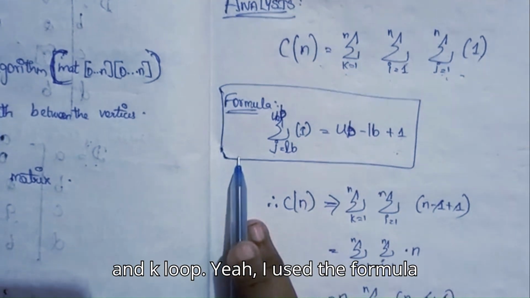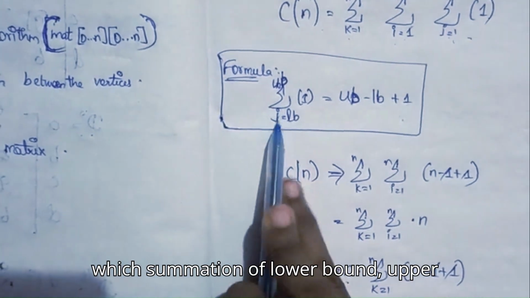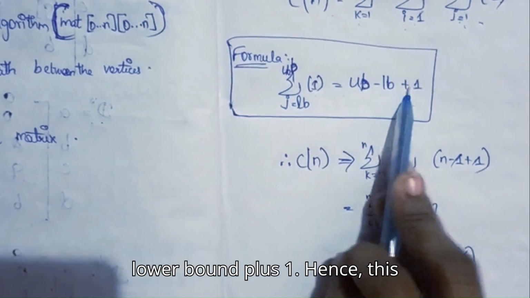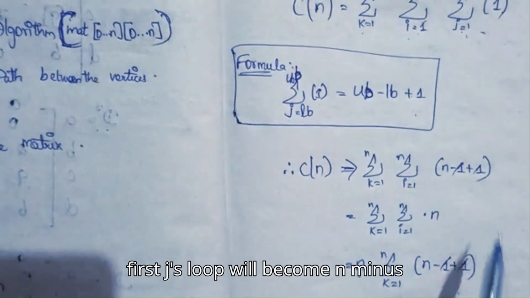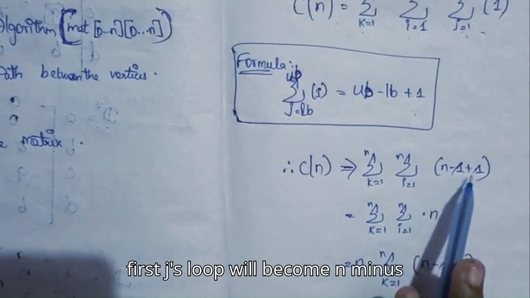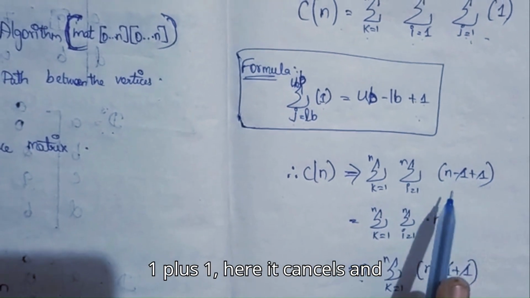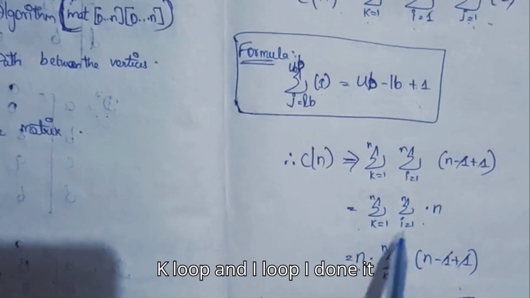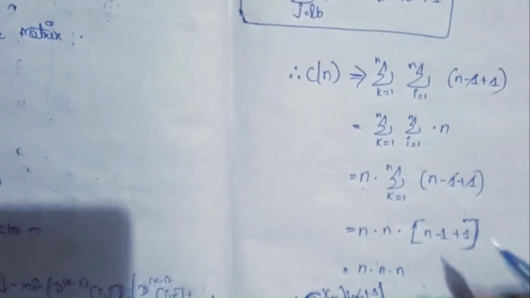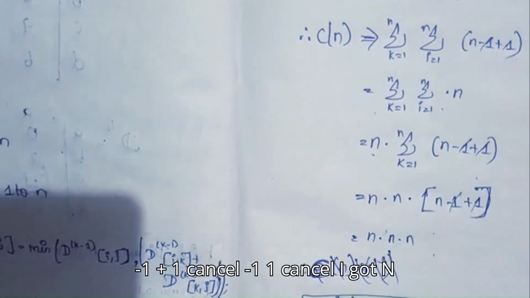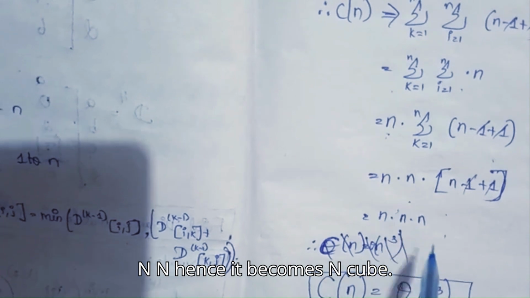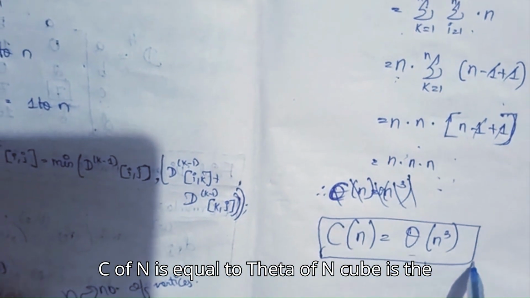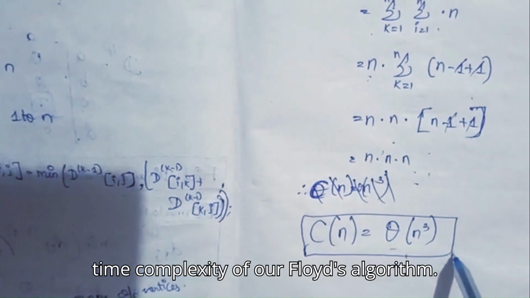Here I used the formula that the summation from lower bound to upper bound of 1 is equal to upper bound minus lower bound plus 1. Hence the j loop will become n minus 1 plus 1. Here it cancels and n becomes the value. Similarly, I did it for the k loop and i loop. Minus 1 plus 1 cancels, minus 1 plus 1 cancels, I got n, hence it becomes n cubed. C of n is equal to theta of n cubed, which is the time complexity of Floyd's algorithm.